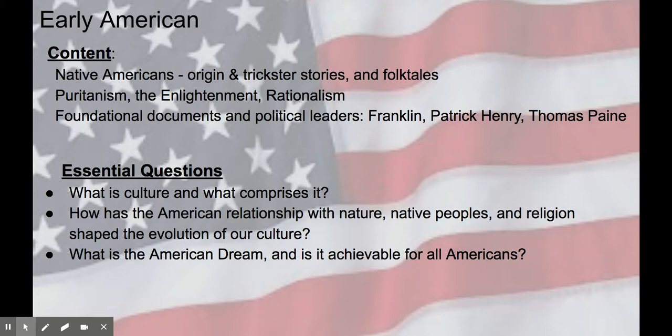At the core of the unit that we're studying right now, the question number 2 below in essential questions is, how has the American relationship with nature, native peoples, and religion shaped the evolution of our culture? That's been at the core of what we've studied so far.